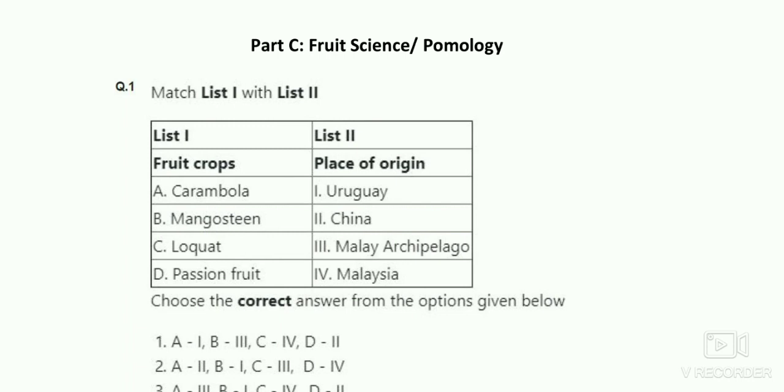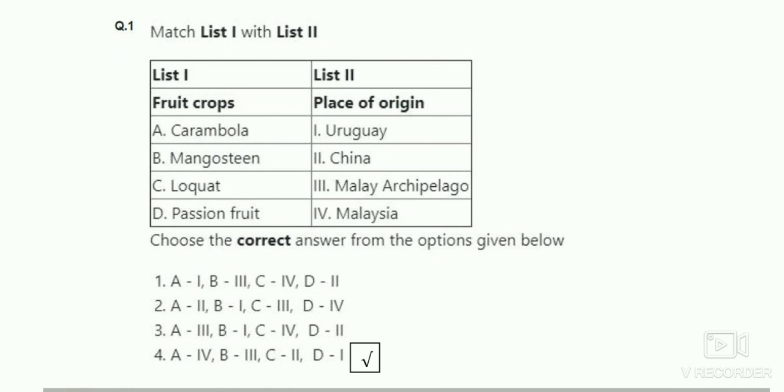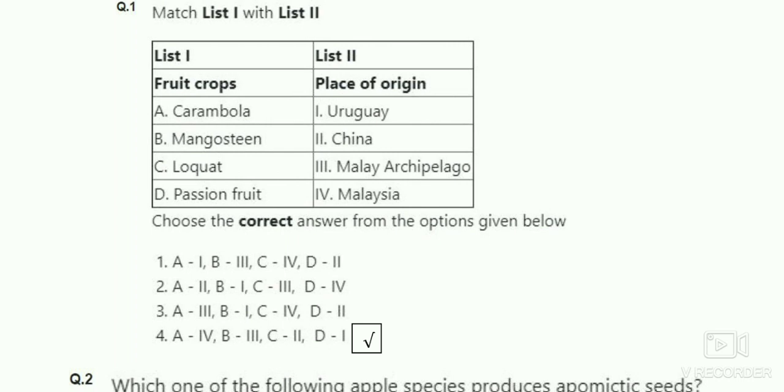See, the first question is matching: you have to match List A and List B, the origin place of different fruit crops. First one is carambola, which originated in Malaysia, and then B, mangosteen, in the Malaya archipelago, then loquat at China, then passion fruit at Uruguay. So the right answer is the fourth option.